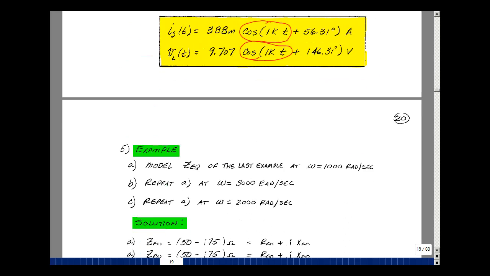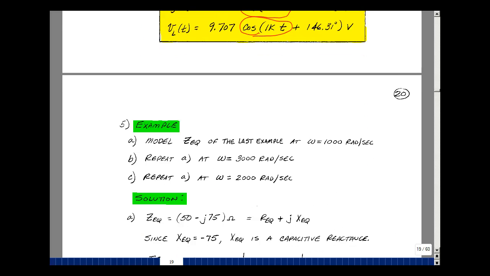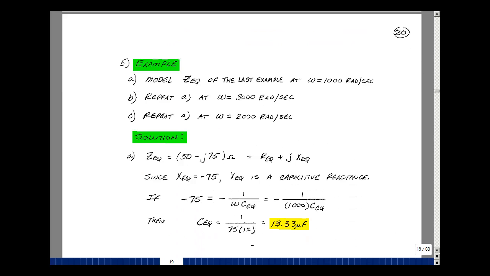Let's model the Z equivalent of the last example at 1000 radians per second, and let's do it again at 3000 and 2000. Get some interesting results. We found that at 1000 radians per second we had 50 minus j75. So this represents some R equivalent and some reactive equivalent. Now, this is just the 50 ohms that we started with, but this would be indicative of a capacitor. So if we set this equal to minus 1 over omega C equivalent, we could solve for C equivalent. So bring that over here, and we get the minus 75, canceling with the minus sign here, so you get 1 over 75 times 1000, and that's 13.33 microfarads.